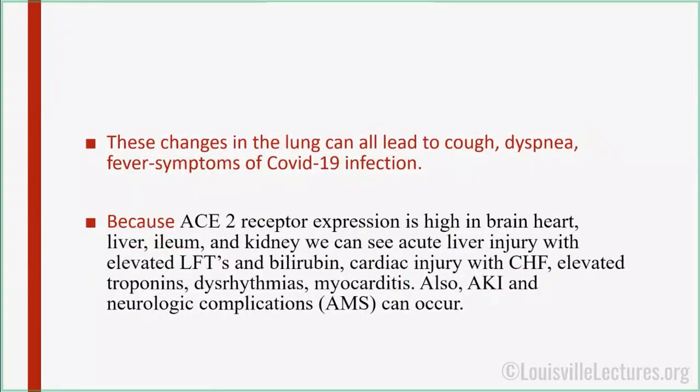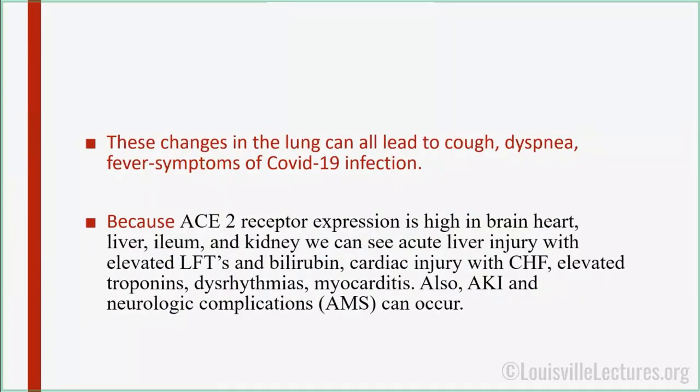Now, the changes that have occurred as a result of this lead to some of the symptoms that patients will have, such as cough, dyspnea, and fever. And these are some of the hallmark symptoms of COVID-19 infection. Now, because you have ACE2 receptors that are expressed also not only in the brain, but the heart, the ileum, and the kidney, you can also see injury in other areas, including the liver. They may have elevated transaminases along with bilirubin.